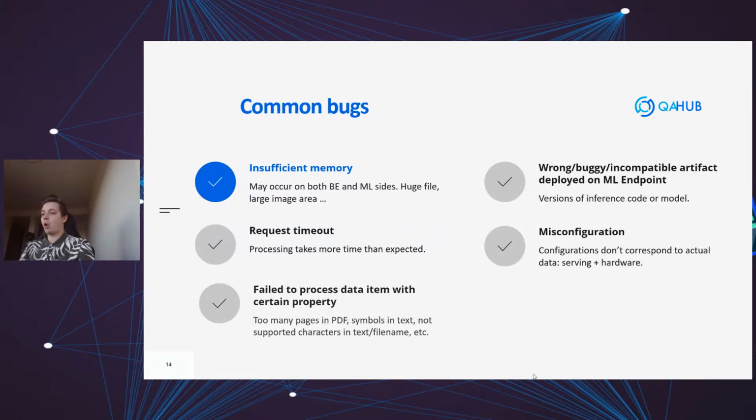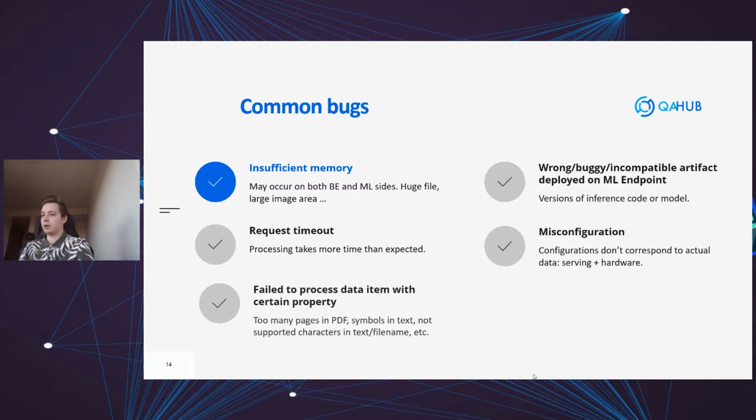Now, let's summarize what we already discussed in the list of common bugs. Firstly, we may face an insufficient memory error that can occur on both the ML and backend side. That's why we should test the app with large data items to catch this bug. Another common bug is request timeout, which can happen when processing takes more time than expected. And we can catch this bug using large data items as well. Also, our system may fail on processing items with certain properties, the border or extreme values. For example, too many pages in PDF documents, too many symbols in text, presence of unsupported characters in text, and so on.